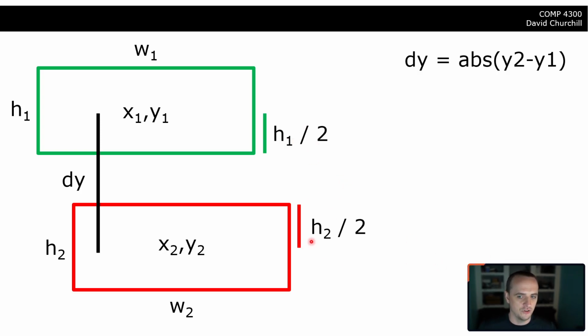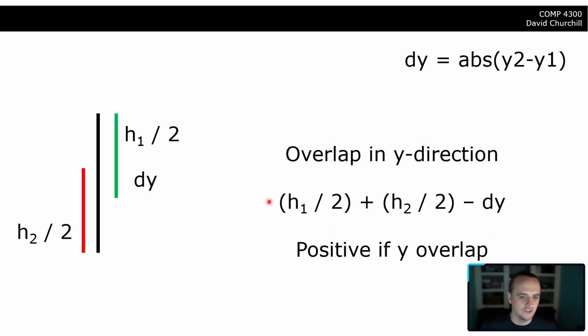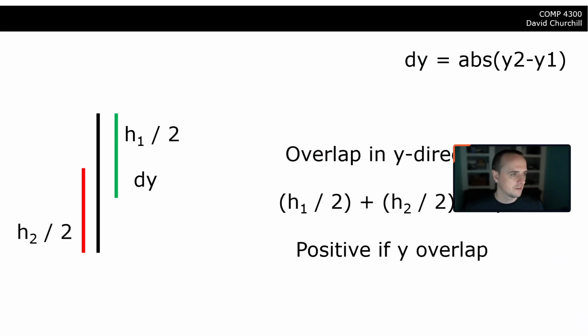So h1 over 2 and h2 over 2. And similarly, here there would be no overlap, but if the sum of those two half heights were bigger than dy, then we would have an overlap. So if we have the sum of the half heights and we minus dy, then that's positive if there's a y overlap, okay?